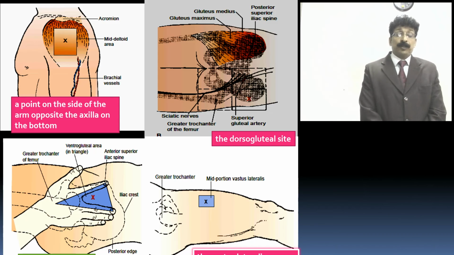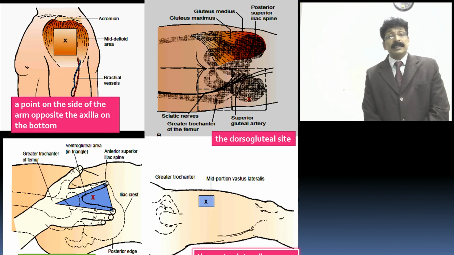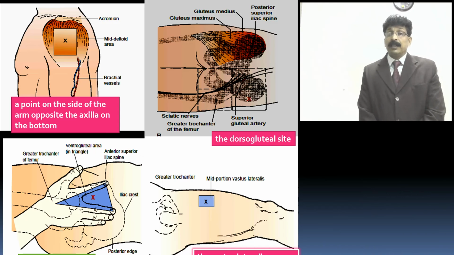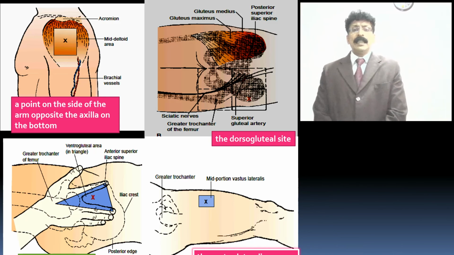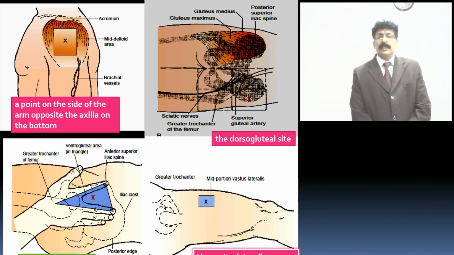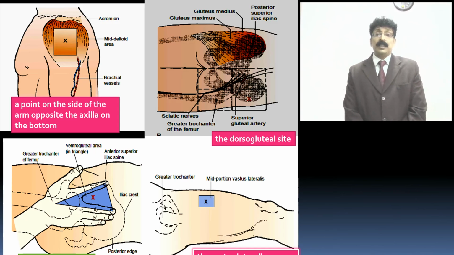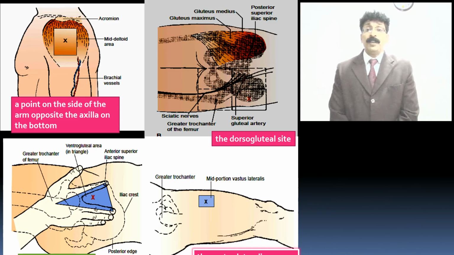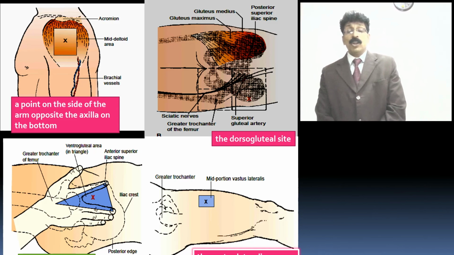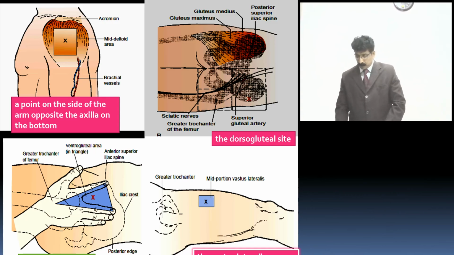And there you have also been shown the greater trochanter of the femur bone coming over there, the ball and socket area. And you can also see another, the vastus lateralis area, which can be used near the middle portion of the vastus lateralis area, and can also be preferred for intramuscular injection.